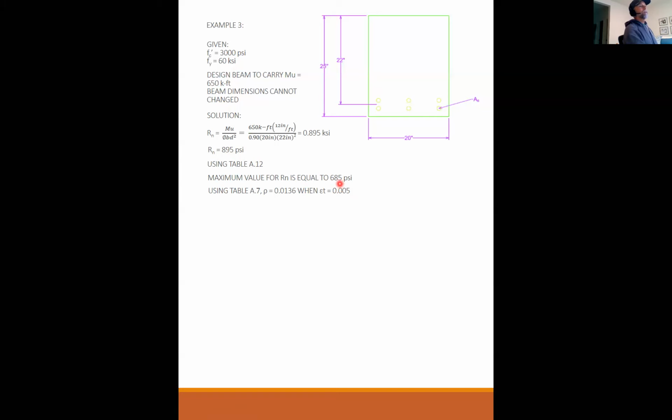Using table A.7, rho equals 0.136 when epsilon sub t is 0.005, and then As required would be that maximum rho times 20 times 22, 5.98 inches squared.